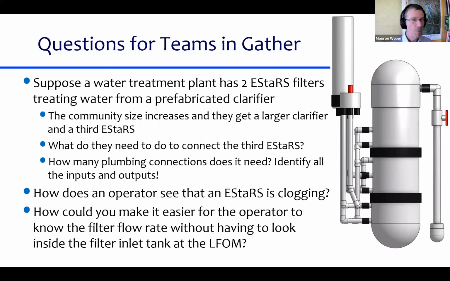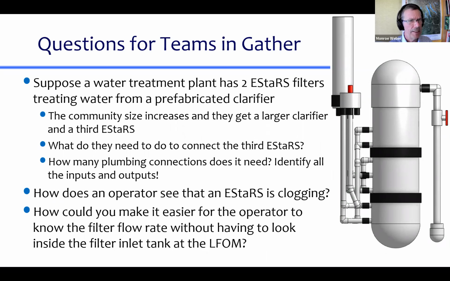Okay, I have a slide, and I'm hoping that you can just grab this presentation from the course website. So these are questions that I would love to have each of the teams in Gather discuss. And it's thinking about, how does this work if you've built a plant and now the community is growing and they realize they had 2 stacked rapid sand filters using E-stars, and they need a 3rd one, and they need to connect it up.